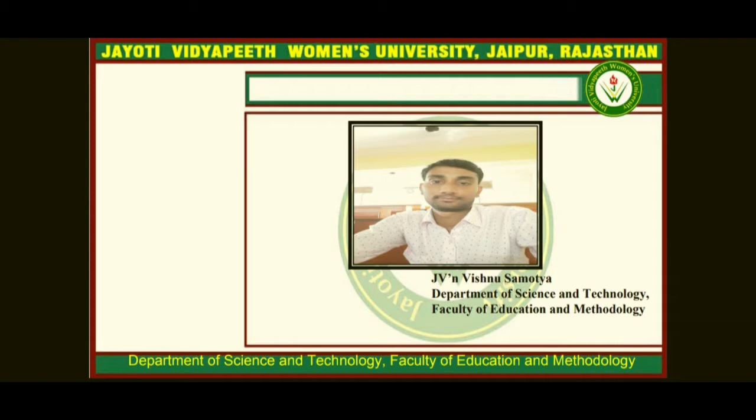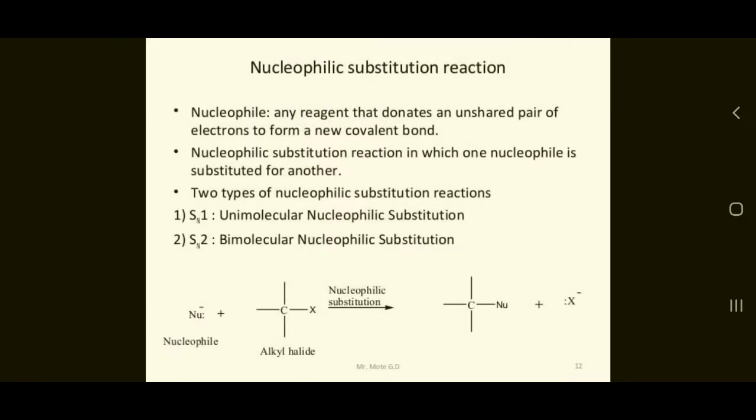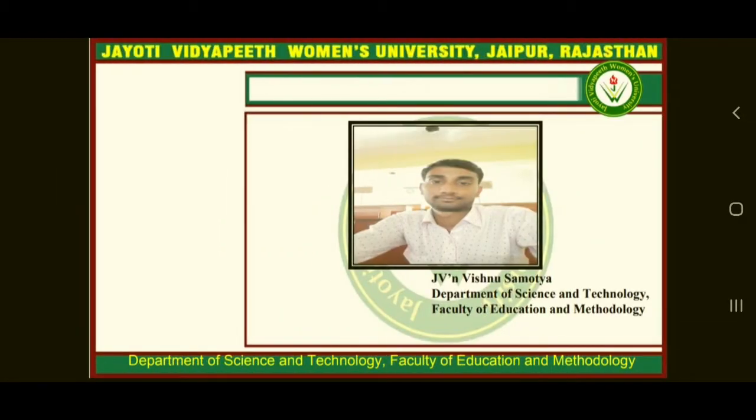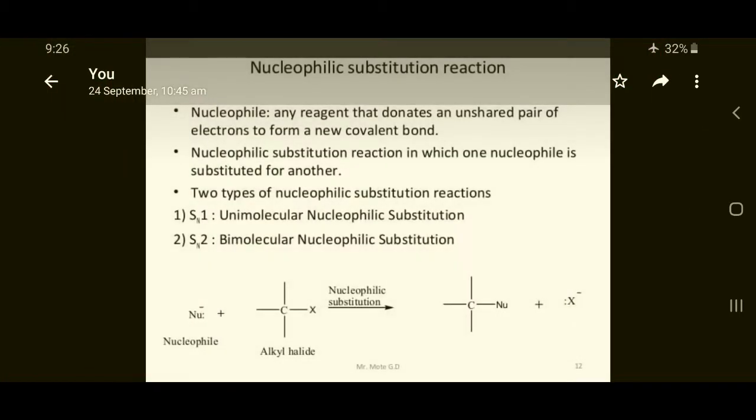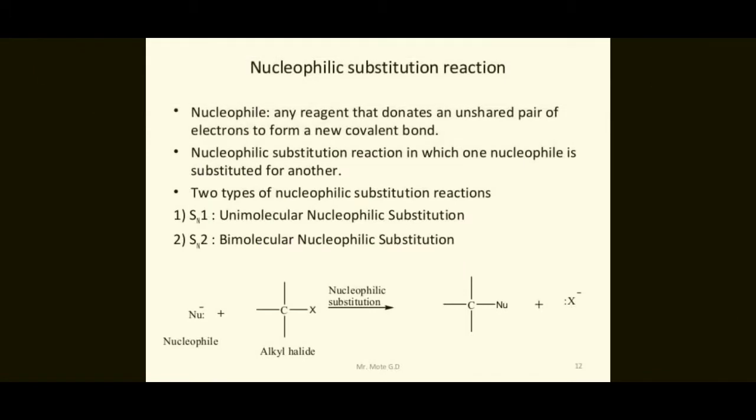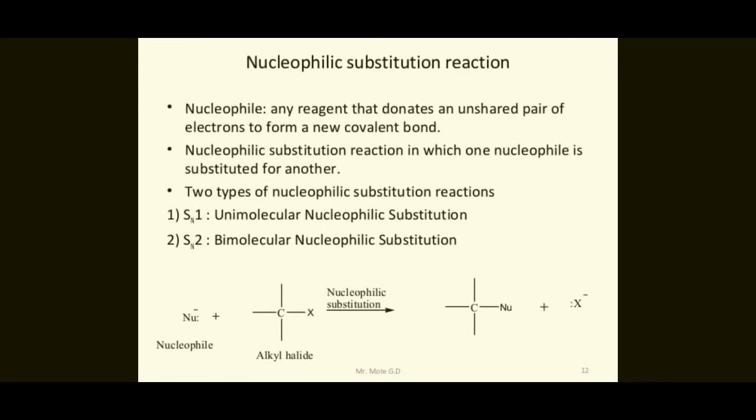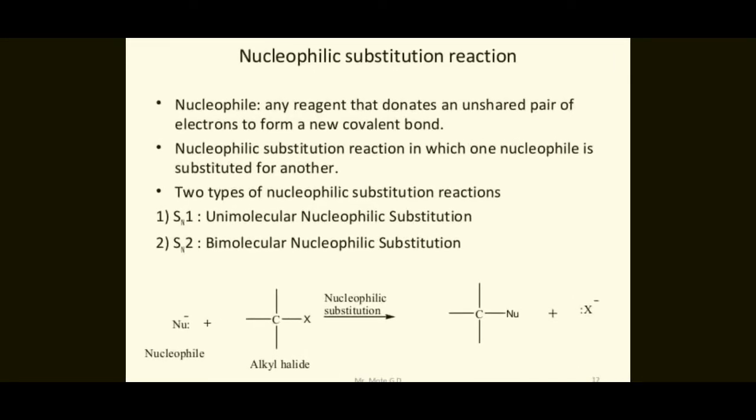Session: Nucleophilic Substitution Reactions, SN1 and SN2 reaction with energy profile diagram. Students, today we discuss nucleophilic substitution reactions. What is a nucleophile? A nucleophile is any reagent that donates an unshared pair of electrons to form a new covalent bond. So nucleophilic substitution reactions are reactions in which one nucleophile is substituted for another.